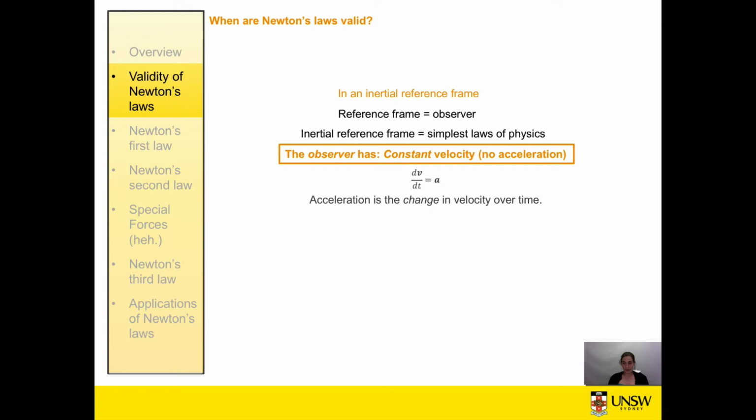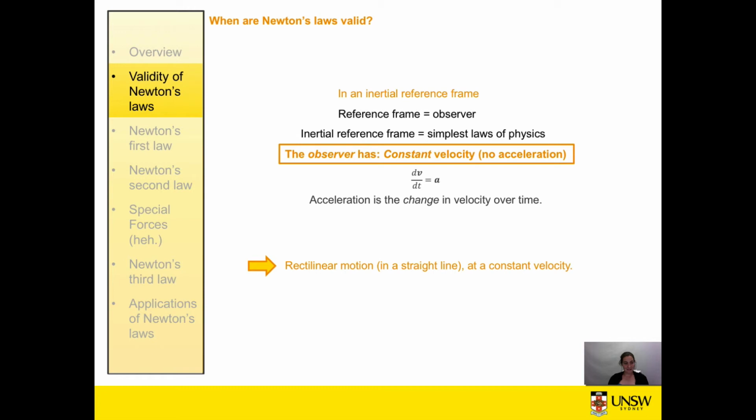So from the previous topic on motion, we know that acceleration is defined as the change in velocity over time, or the rate of change of velocity. And that means, since velocity is a vector, it's either a change in the magnitude of velocity or in the direction of movement, as with circular motion. So that means for us to have no acceleration, our observer, or our reference frame, must be moving with rectilinear motion. So it must be moving in a straight line and at a constant velocity.